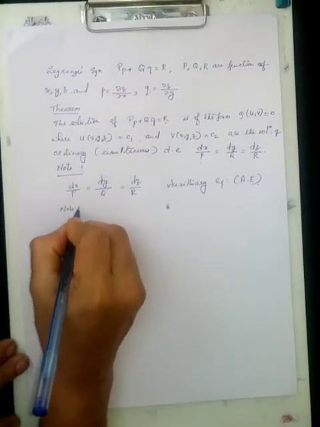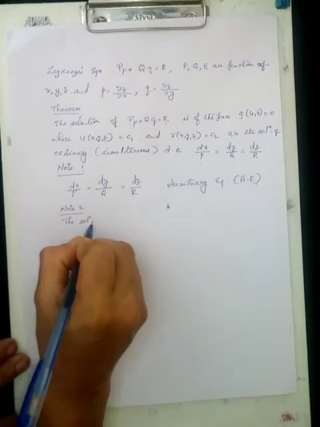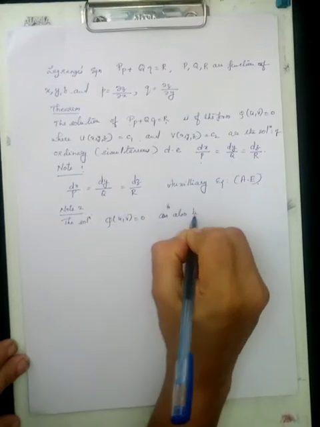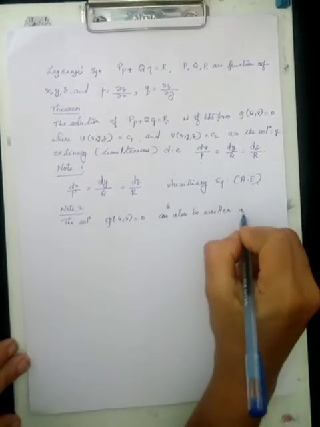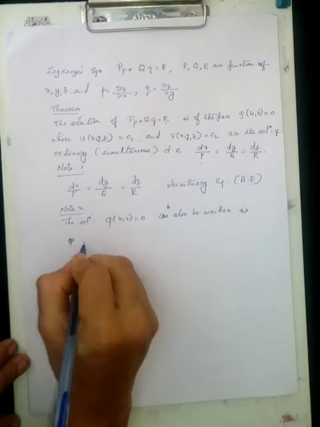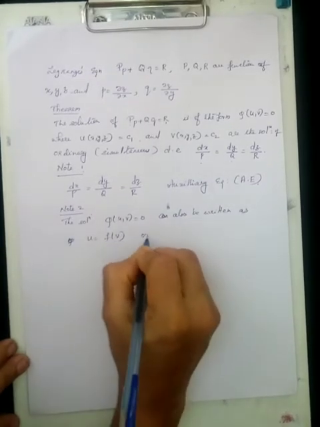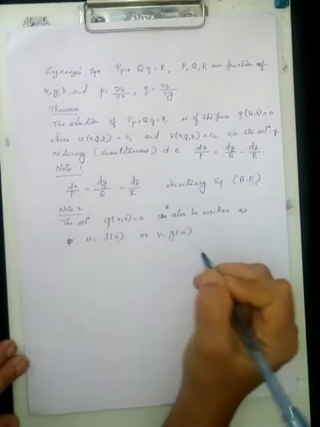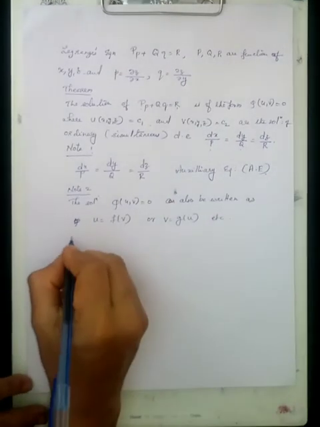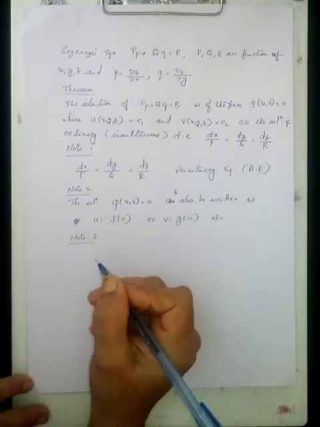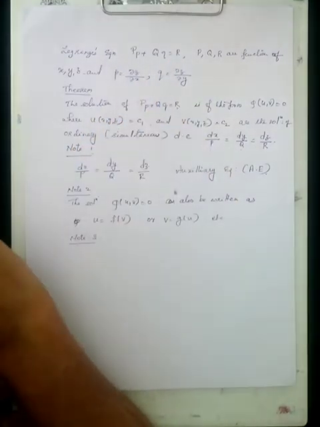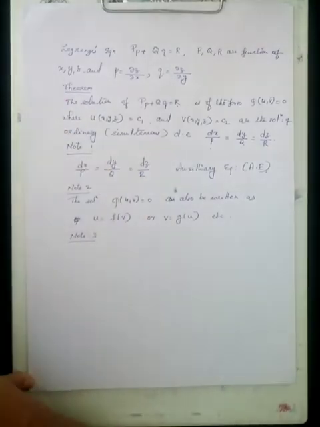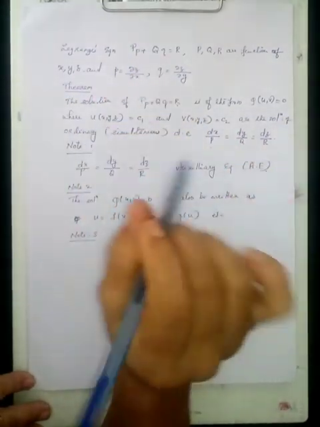Now 2. The solution φ(u, v) = 0 can also be written as either u = f(v) or v = g(u), etc. Now 3. The Lagrange's equation Pp + Qq = R is a partial differential equation having two independent variables x, y. We can extend this to 3 or more independent variables.